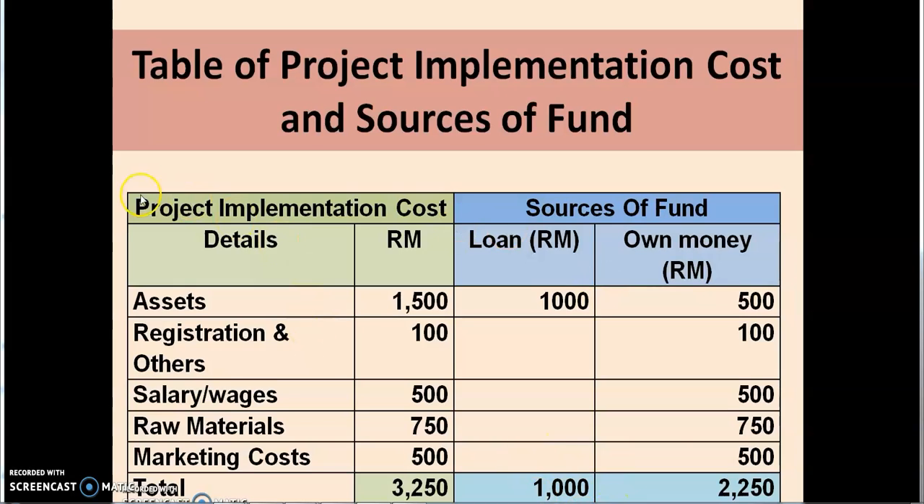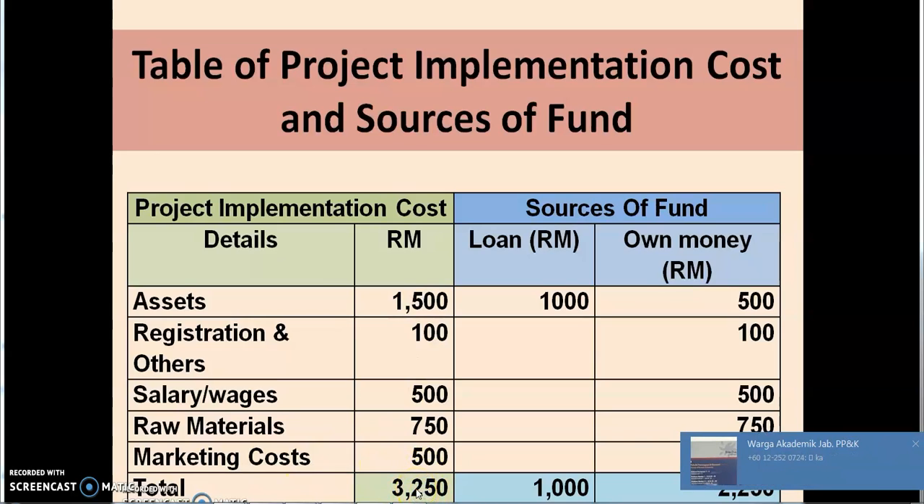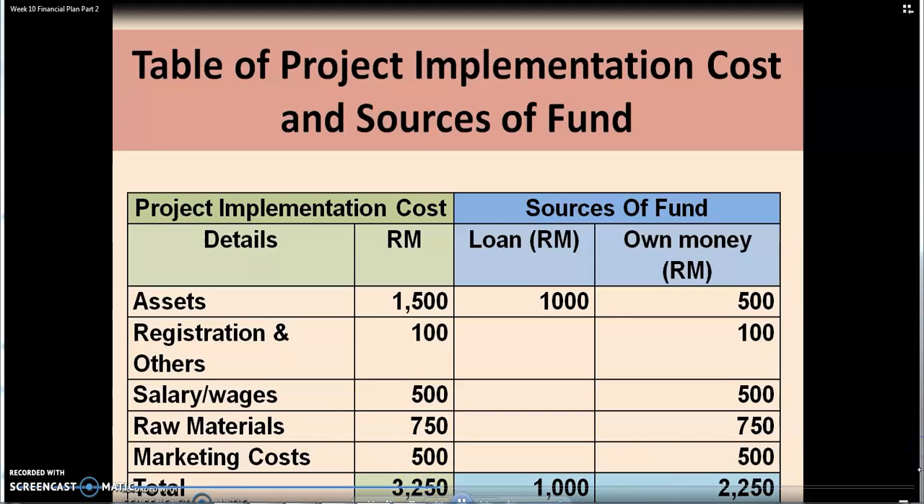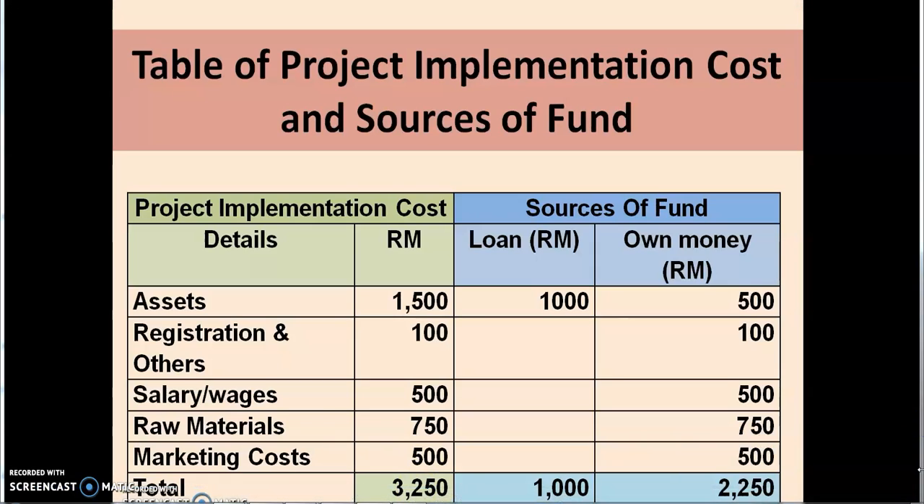Okay, here the implementation cost consists of assets 1.5K, registration or others 100 ringgit, salary and wages 500 ringgit, raw materials 750, and marketing cost 500. The sum we have here is 3,250, and this 3,250 must be financed by the sources of funds, which is from your own money or from the loan.